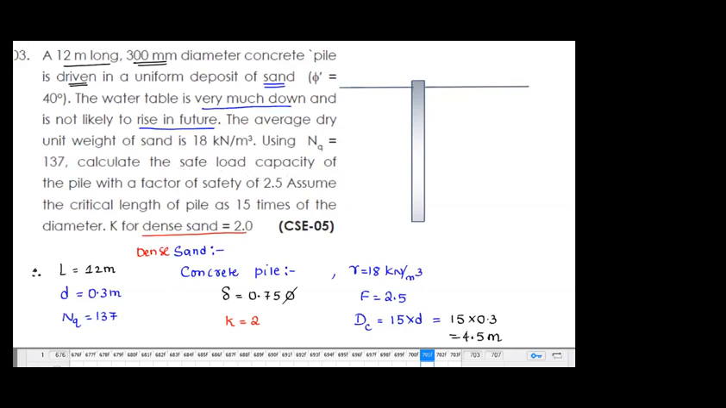So now what I am asking you is the safe load carrying capacity. For the safe load carrying capacity, first we need to find out the ultimate load. What is the ultimate load? Qb plus Qs. First, let me write it down. In the case of sand, Qb is simply the depth effect, sigma V bar at the base into Nq into Ab, plus Qs, the skin friction, which is nothing but K into sigma V bar into tan delta into As. Okay, fine.